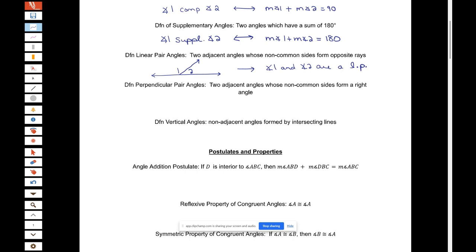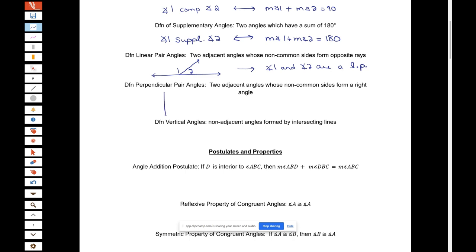That's the linear pair theorem. So we have a linear pair definition and a linear pair theorem. I always like to say in class, the definition tells you what it is. It is a linear pair. It is a perpendicular pair. It is a set of vertical angles. The theorem tells you what it does. If they're a linear pair, we can say they're supplementary, or we can say they're complementary, or we can say they're congruent based on what the type of angles are.